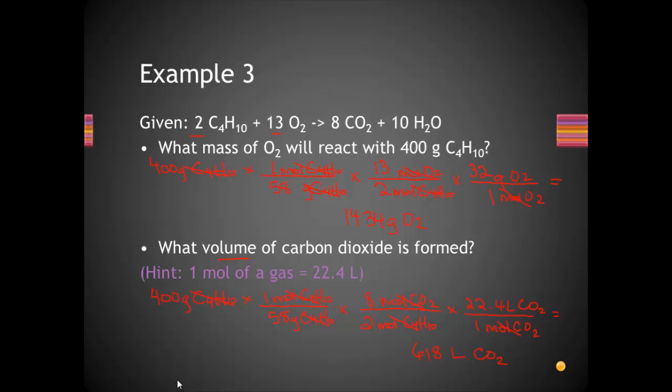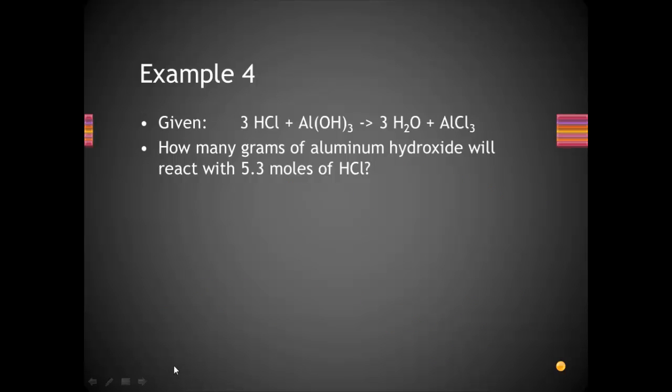Alright, the next example, we're starting with moles of HCl, and we're going to grams of aluminum hydroxide. So the pathway here is we want to convert moles of HCl to moles of aluminum hydroxide, and then I need to convert that to grams of aluminum hydroxide. When I think about this pathway then, this is going to be a two-step problem.